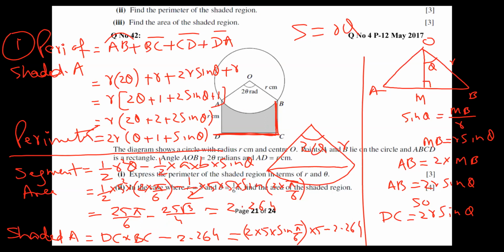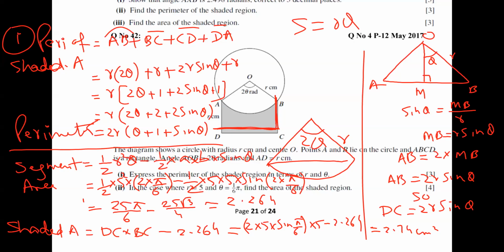And the answer is coming short 2. Let me write the answer here: 2.736, or you can write it here 2.74. So unit square or centimeter square. And that's my question is over.